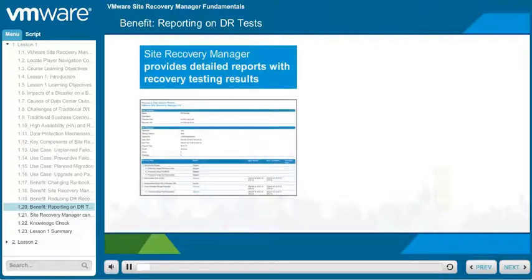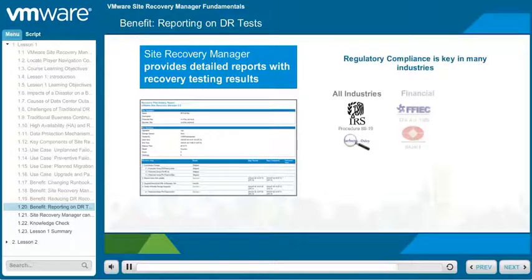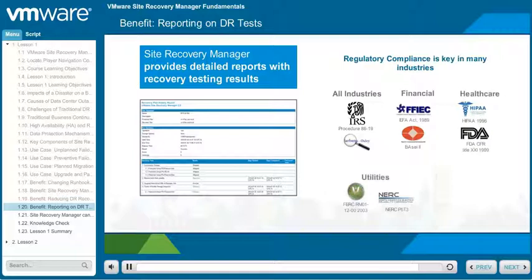The final benefit of Site Recovery Manager is the reports that are automatically generated after each test, as well as actual failover. These reports are automatically archived by Site Recovery Manager for evidence to regulators, auditors, and others that your DR plan will work as expected. The reports show detailed step-by-step results of the entire recovery plan, how long each step took to execute, and so on. A list of some of the regulations surrounding DR by industry is listed here for quick reference and is not intended to be exhaustive.